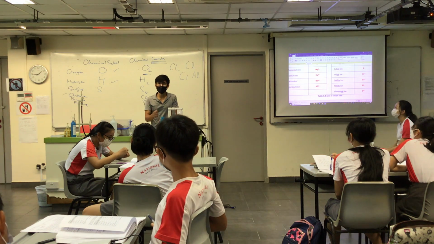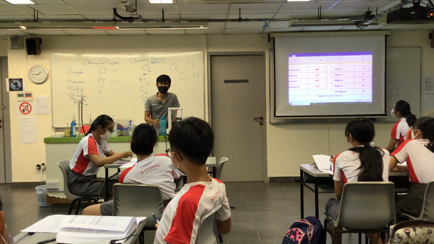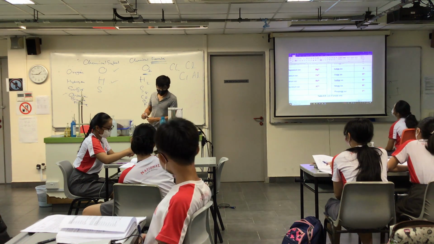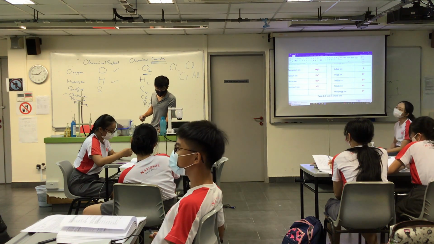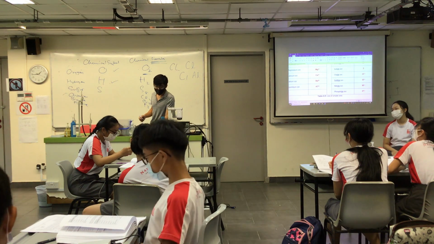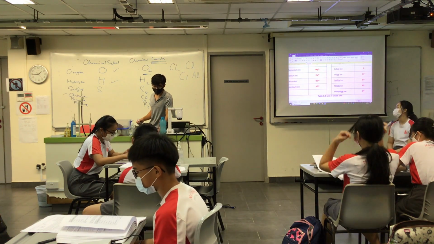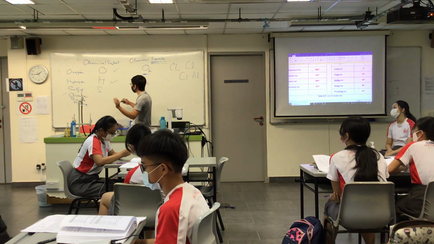So for example, it's not isotope. Isotope is a different number of neutrons. I'll give you an example. Let's look at iron ion. Notice there's iron 2 ion and iron 3 ion. I'm going to show you the chemical formula. There you see the trend already, yeah?